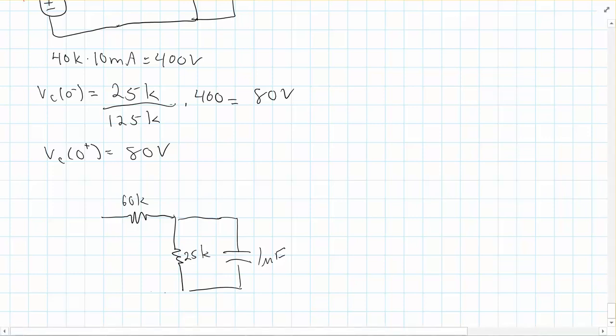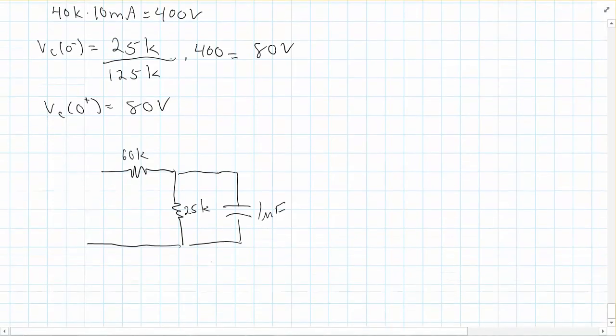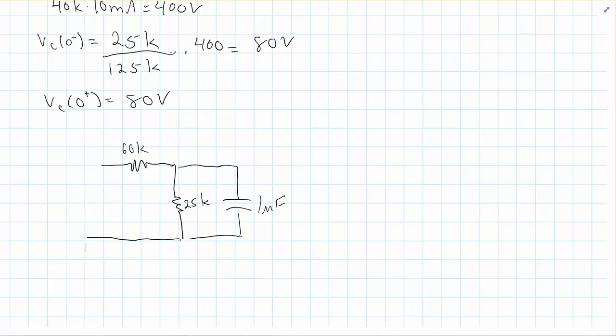Alright. So we can also figure out what V final is. V final, well, that's just going to be 0 volts. How do I know it's 0 volts? Well, in this situation, there's no power supply here, so the capacitor is eventually going to dump all of its charge onto that 25k ohm resistor.